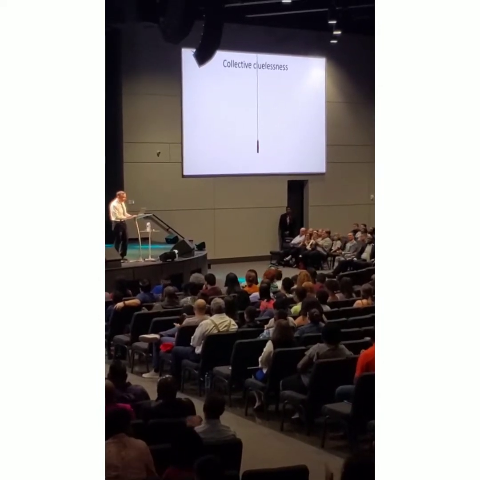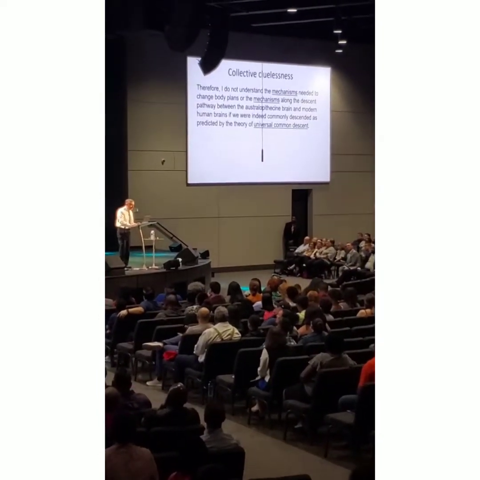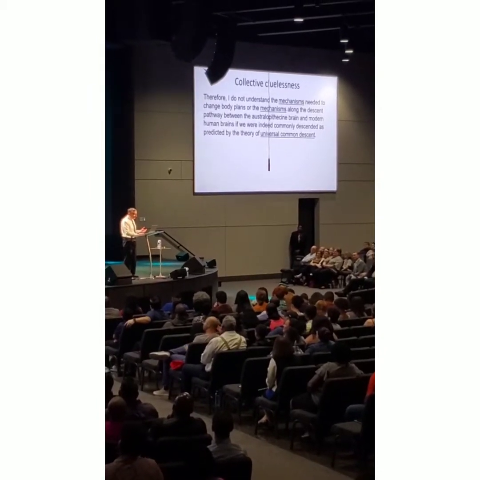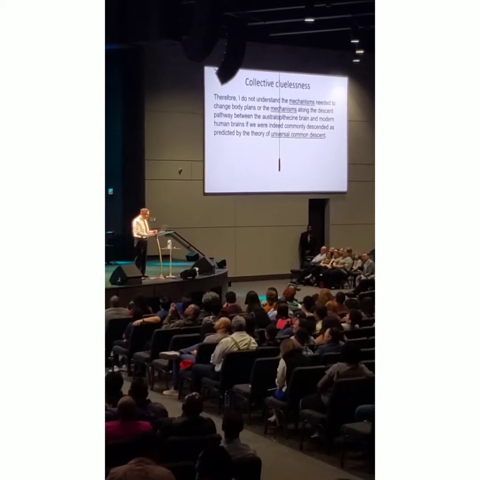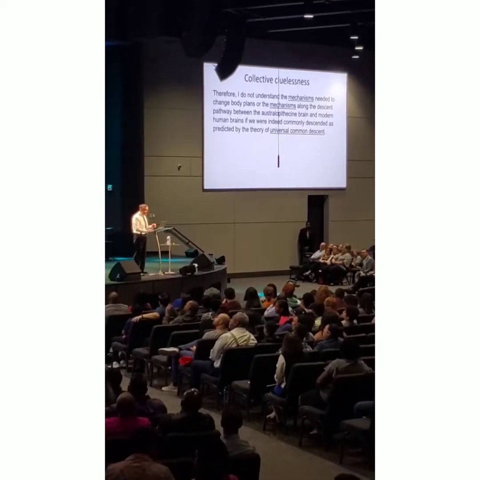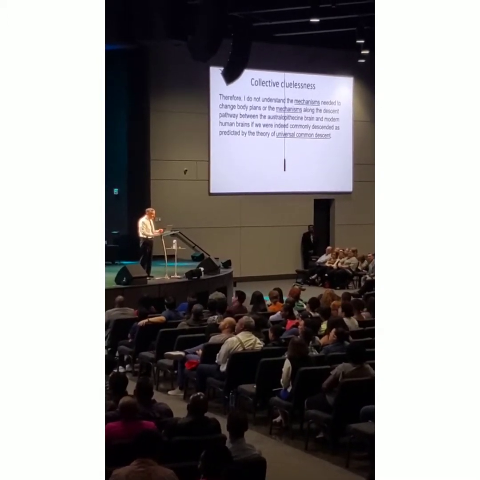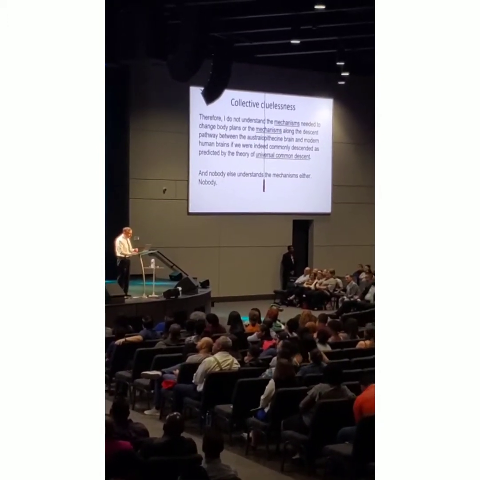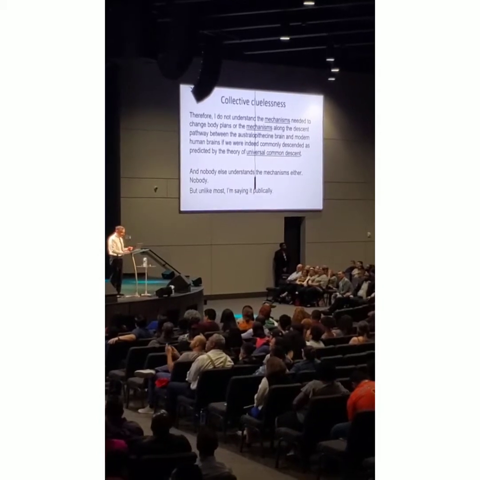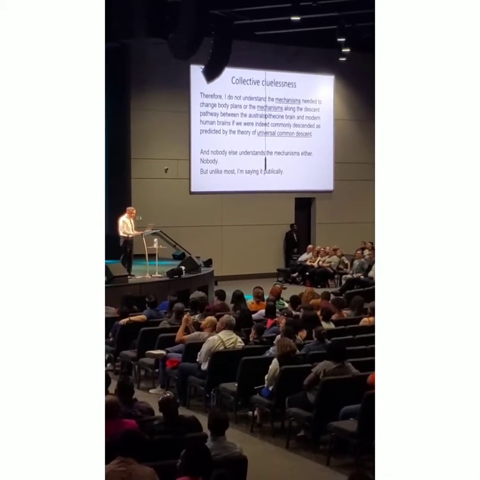All right, so there's collective cluelessness. Therefore, I don't understand the mechanisms needed to change body plans or the mechanisms along the descent pathway from Australopithecine brain to modern human brain, if we were indeed commonly descended as predicted by the theory of universal common descent. And nobody else understands the mechanism either. Nobody. But unlike most, I'm saying it publicly.